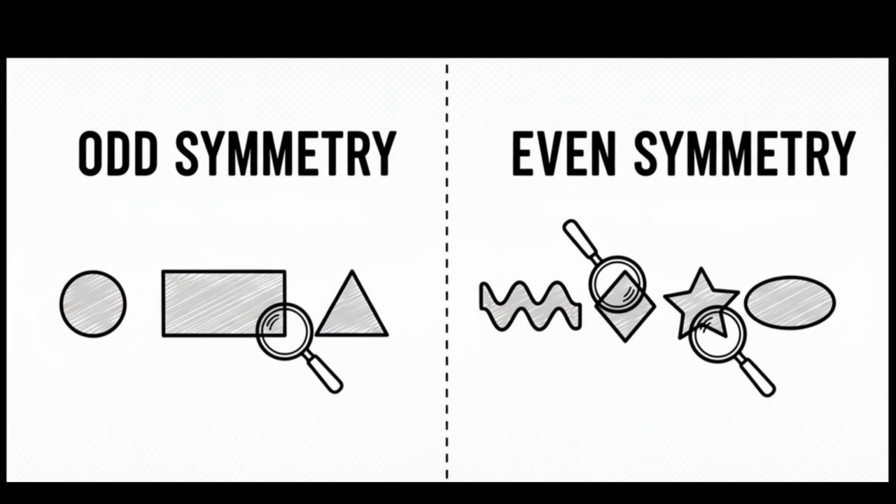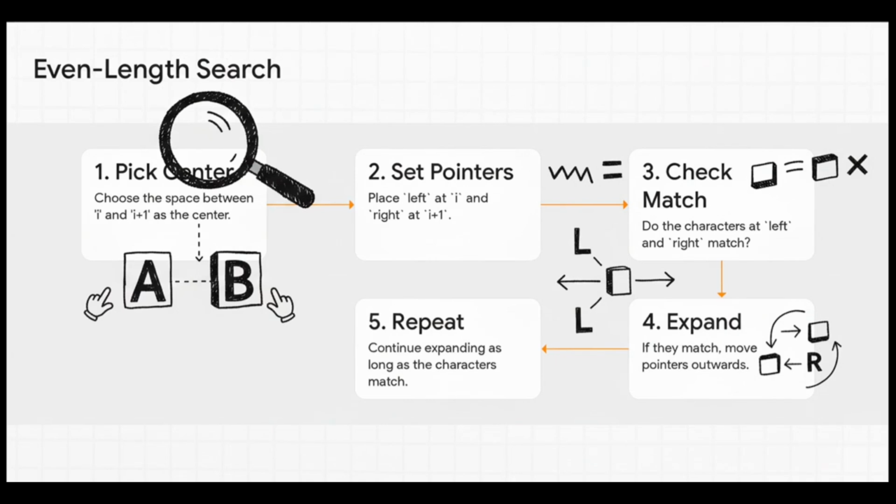For the odd ones, like ABA, our pointers start on the exact same spot. For the even ones, like ABBA, they just start out as neighbors, one on character i and the other on i+1. That's it. That's the only difference. Everything else about how we expand and check stays exactly the same. So yeah, the procedure is almost identical.